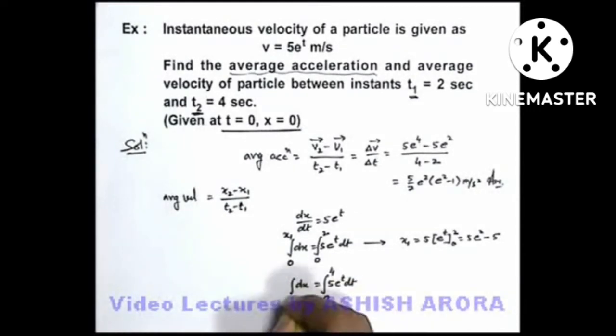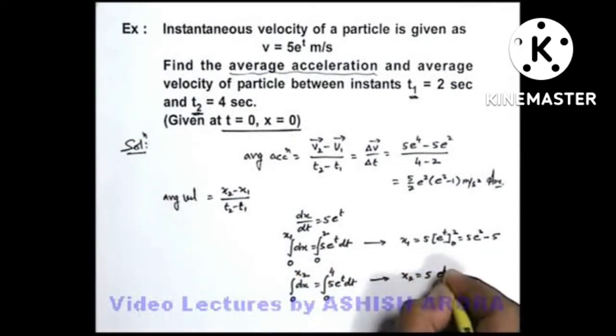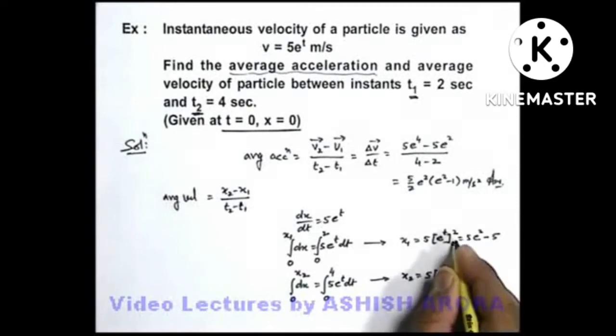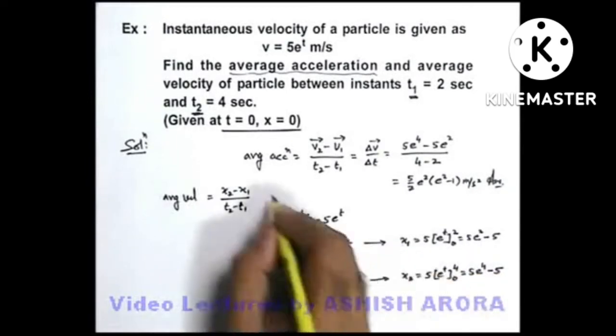from 0 to 4 seconds, and this from 0 to x2. We'll get the value of x2 as 5. Again e to power t remains e to power t, it will be integrated within limits from 0 to 4. So this will give us 5 e to power 4 minus 5. So we substitute the values of x2 and x1 over here.